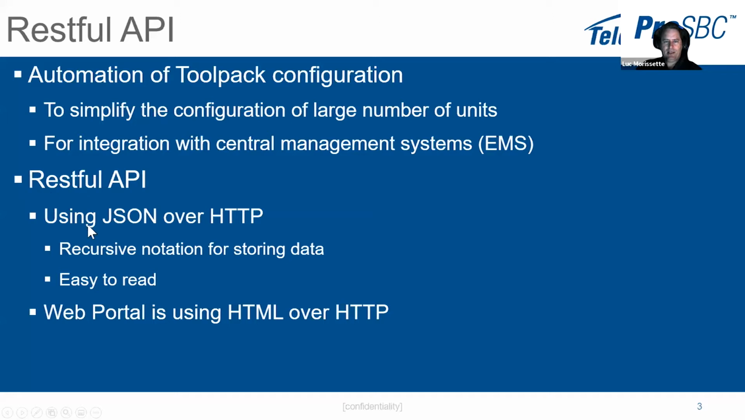The RESTful API uses the JSON format over HTTP. We use JSON because it is readable and it has a recursive notation for storing data, which is the same method as we use for saving our data in the database. So we chose this way to get the data. And the web portal is using HTML over HTTP. So every configuration you can do on the web portal using HTML, well, you can also use a JSON or the RESTful API.